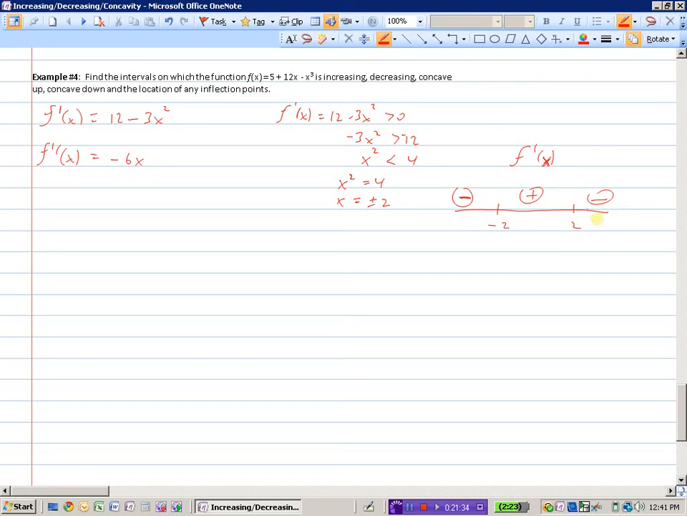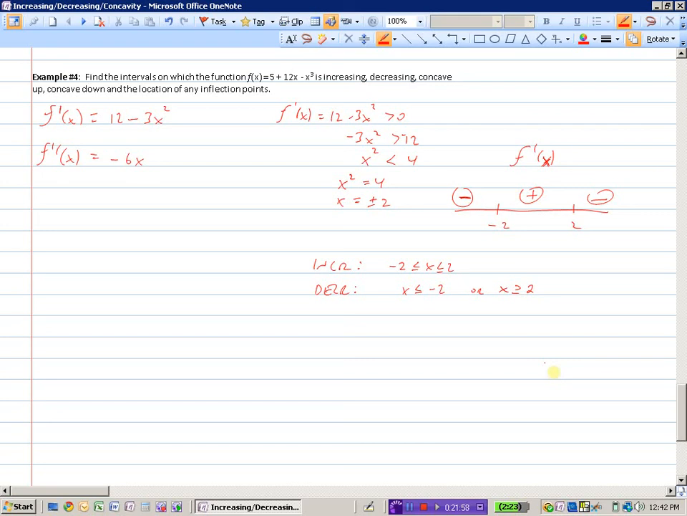So we can say that the function is increasing on the interval from negative 2 to 2, and it is decreasing for x values less than or equal to minus 2 or x greater than or equal to positive 2. So there's the increasing and the decreasing.